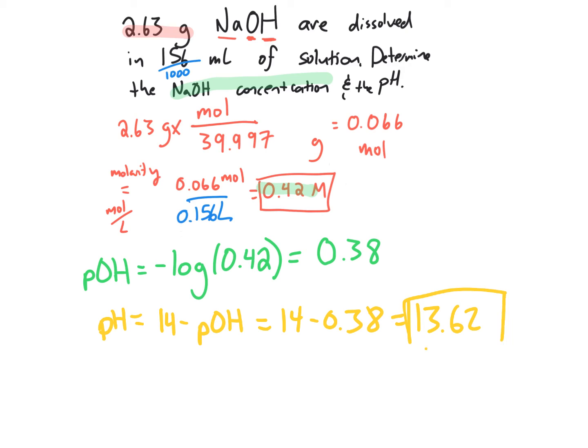So I found my concentration. When I see concentration, that means molarity. I found my pH. I found my pOH, and then I used my pOH to find my pH. So this is a multiple step problem. It's a little more complicated. Start with a hard one. Okay. Let's look at a couple more.